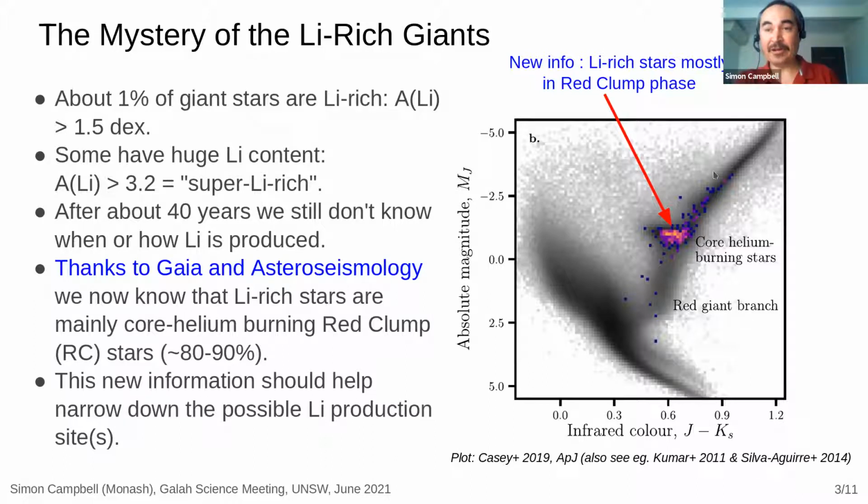Over on the right here, I've got a CMD, a big background CMD from Casey et al. 2019, and over plotted are about 200 lithium-rich giants. What we can notice is that they really are all around that clump region. This is the core helium-burning phase of low mass stars. This is pretty new, that it's really isolated, and it looks like something like 80 to 90% of the lithium-rich giants are there.